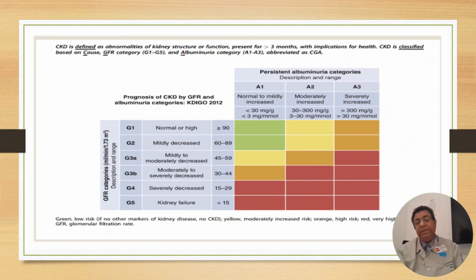And generally, we're thinking about dialysis when the GFR approaches or goes below 10 milliliters per minute per body surface area. And albuminuria is also very important. Normal is less than 30 milligrams per gram. Moderately increased is 30 to 300 milligrams per gram, and severely increased is greater than 300 milligrams per gram.